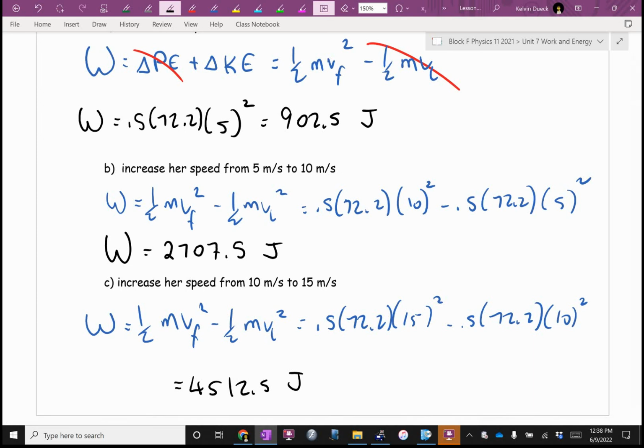What does this mean? So this is important because it affects all of you once you start paying for gas yourself. The faster you go, the worse your gas mileage. See it? More energy is required. More work is required. Where's that energy coming from? Fuel. Fuel.